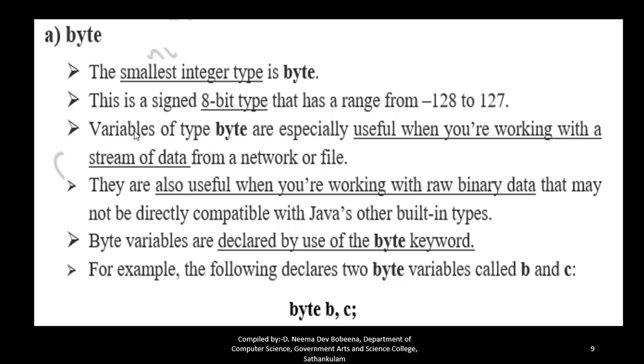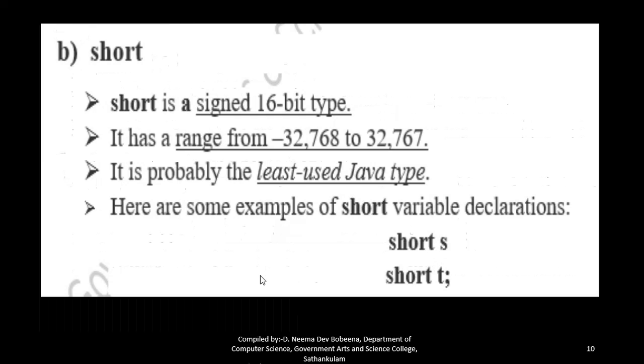This byte type data is useful when you are working with files. They are also useful when we are working with raw binary data. And byte type data are declared by using the keyword byte. You can see the example.